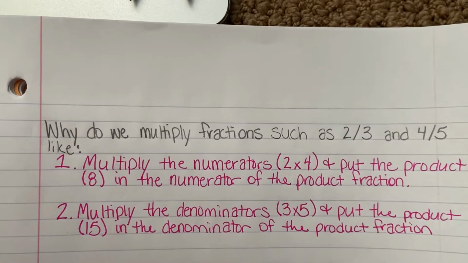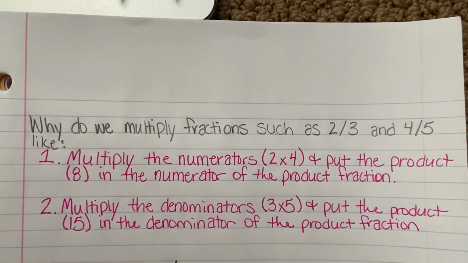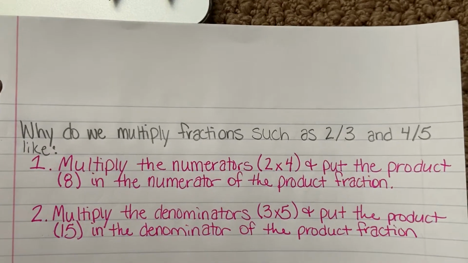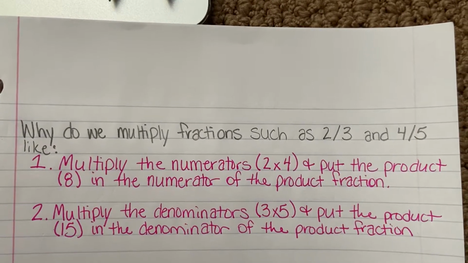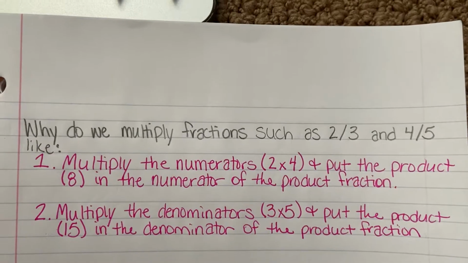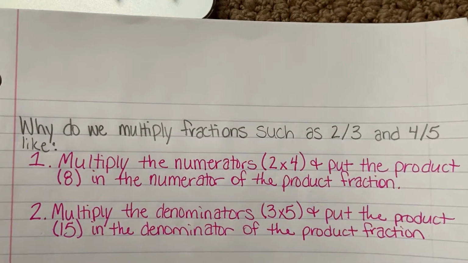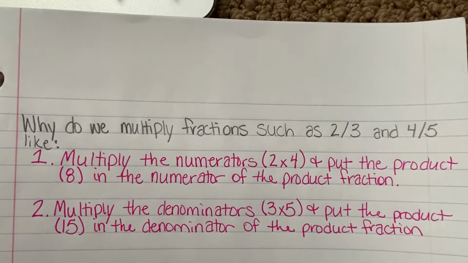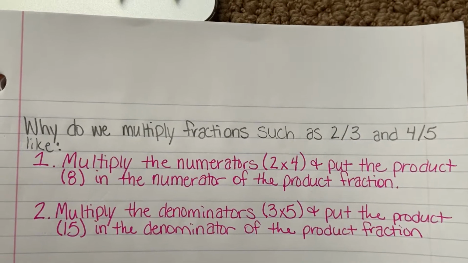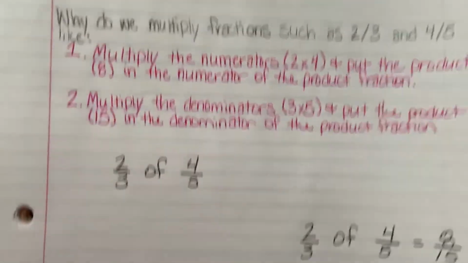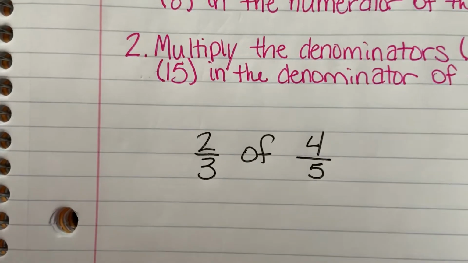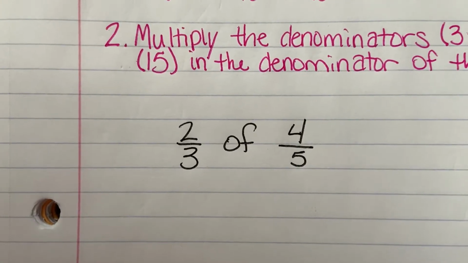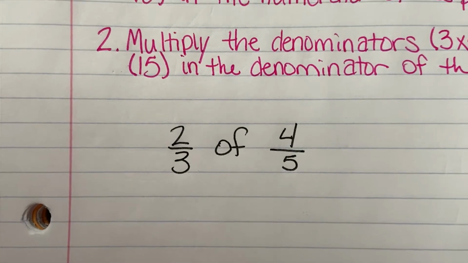Why do we multiply fractions such as 2/3 and 4/5, like multiply the numerators 2 times 4 and put the product 8 in the numerator of the product fraction, and then multiply the denominators 3 times 5 and put the product 15 in the denominator of the fraction? To begin, I think of 2/3 times 4/5 as 2/3 of 4/5.